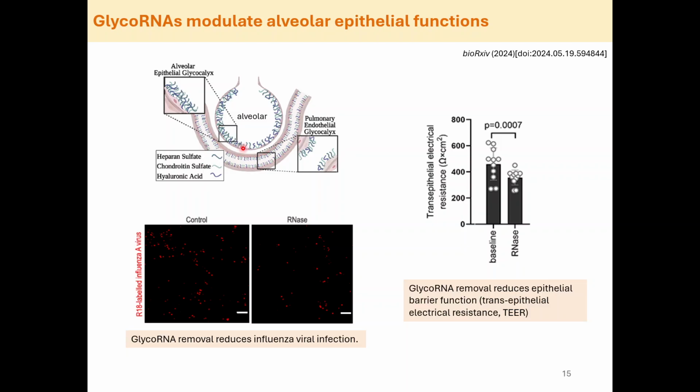If the GlycoRNAs are destroyed with RNase, the fluorescently labeled influenza viral particles are greatly reduced for viral infection. Alveolar epithelial transepithelial electric resistance, TER, is a measure of the electrical resistance across the alveolar epithelium of the lung. TER is a sensitive and reliable way to assess the physiological integrity and permeability of the alveolar epithelium. When the GlycoRNAs are destroyed by RNase, the TER and epithelial barrier function are significantly decreased.